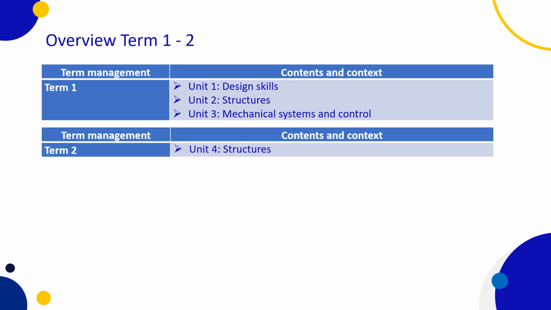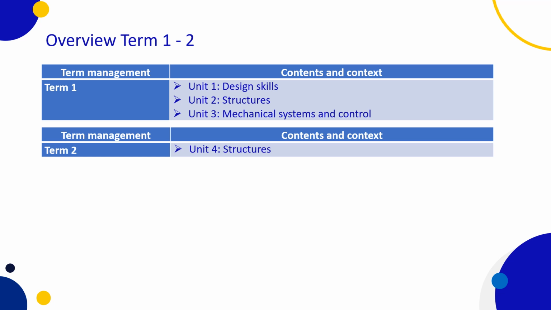Let's look at an overview of Term 1 to Term 2. In Term 1, we focused largely on our design skills in Unit 1. In Unit 2, we took a look at structures, and in Unit 3, we took a look at mechanical systems and control. While in Term 2, we focused largely again on structures.